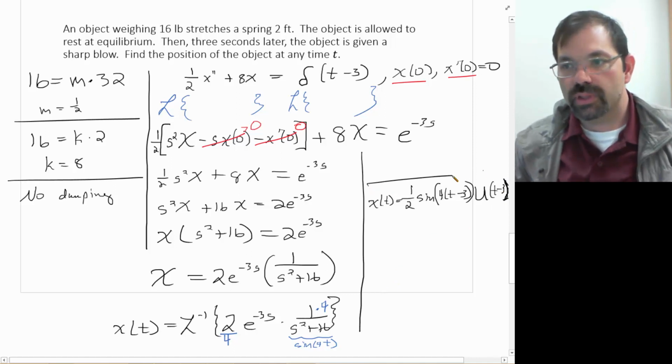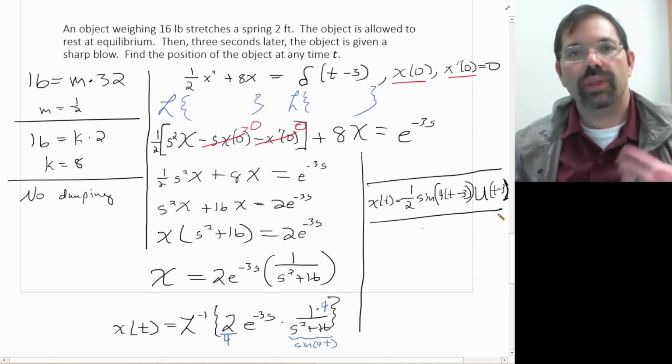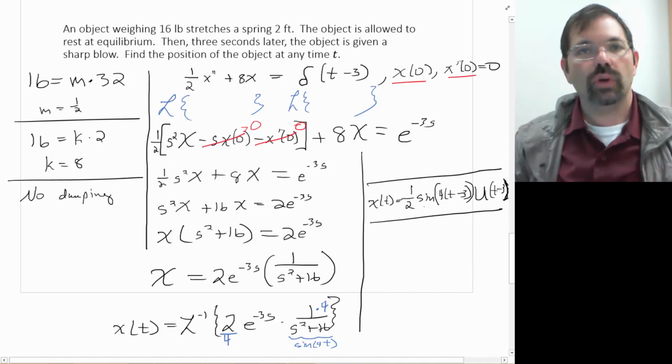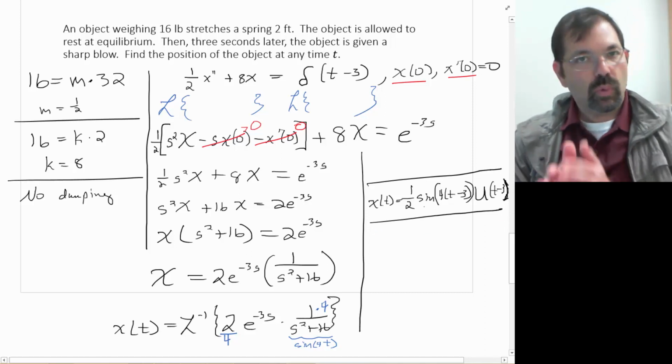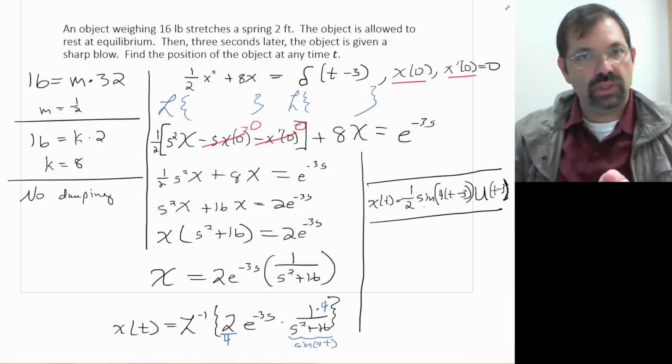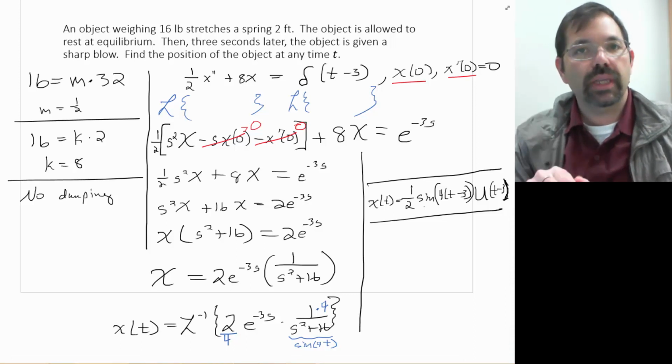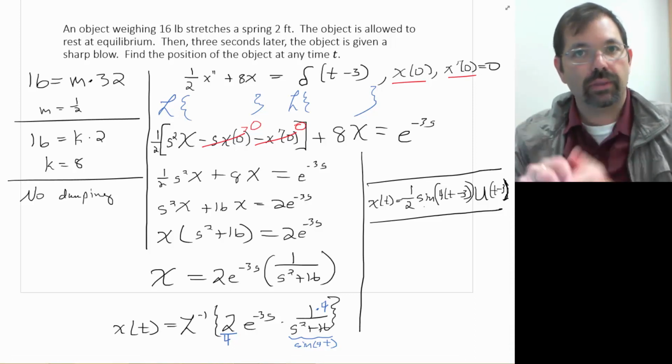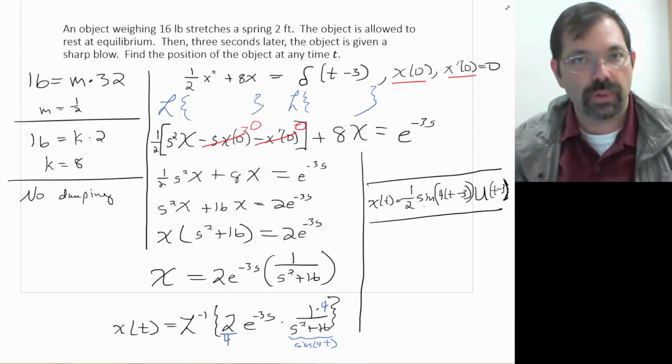And so there's our position function. And if we think about this, that u of t minus 3, remember what that means is the function is 0 up until 3 seconds. And at 3 seconds, something happens. We get some sort of motion.